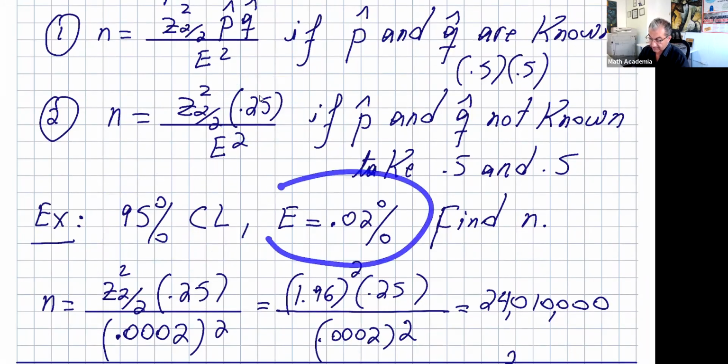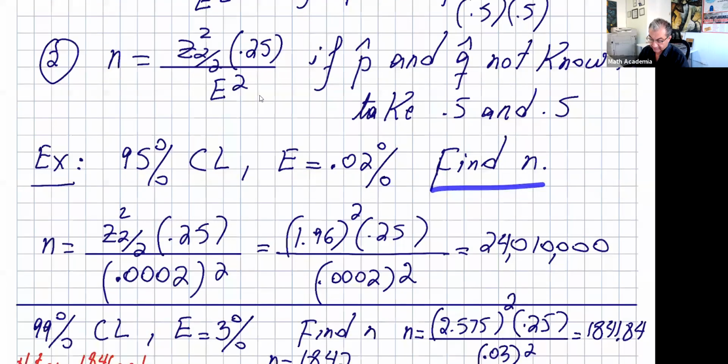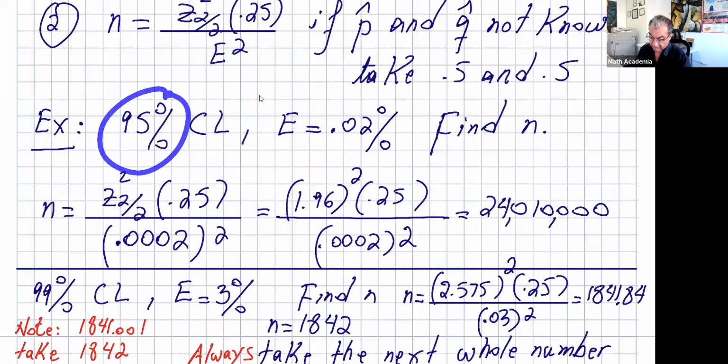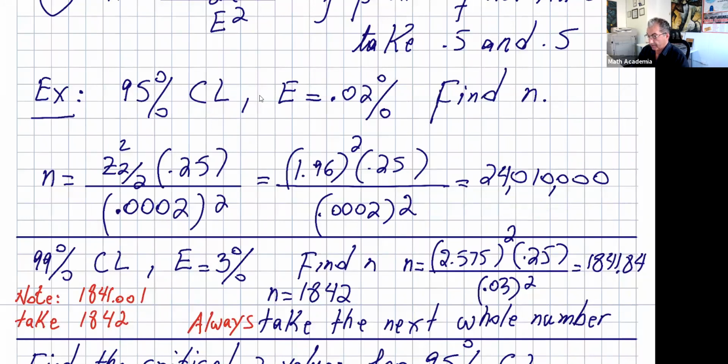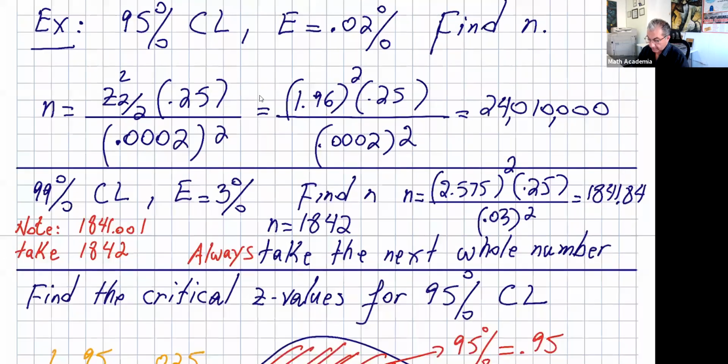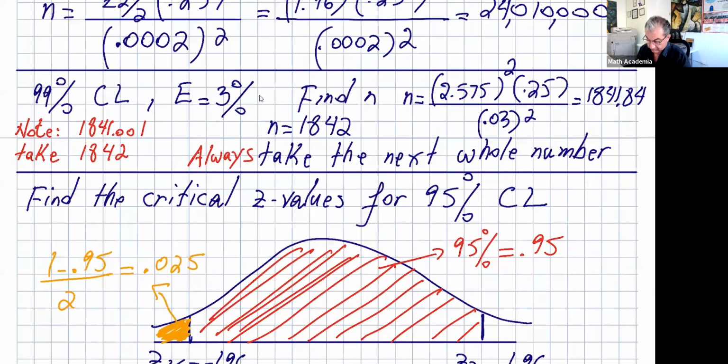95% confidence level. Here, the margin of error we know is 0.02%. Find n. One more time, 95%, please remember, is 1.96. We don't have p hat and q hat, so I use 0.25. 1.96 squared times 0.25 divided by 0.02% is 0.0002 squared, and if you calculate that, you get a large number, 24,010,000. So that's what we get. But let's do the second example.